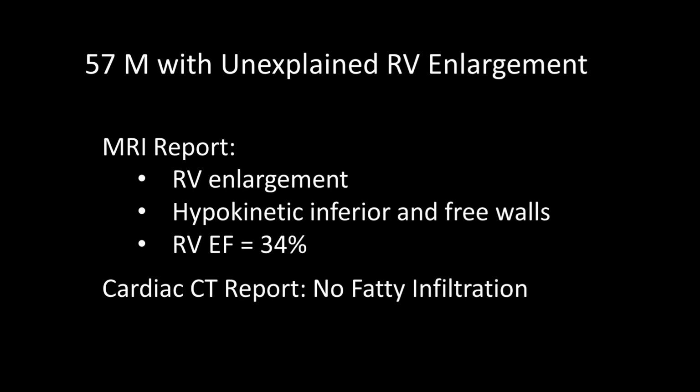He suggested the diagnosis of arrhythmogenic right ventricular dysplasia and recommended a cardiac CT to look for fat in the RV wall. The CT didn't show any fatty infiltration. Because the patient had no arrhythmias, no ECG abnormalities, and no family history of sudden death, the cardiologist was skeptical of the diagnosis of ARVD and asked for a second opinion on the cardiac MRI. So let's take a look at it.